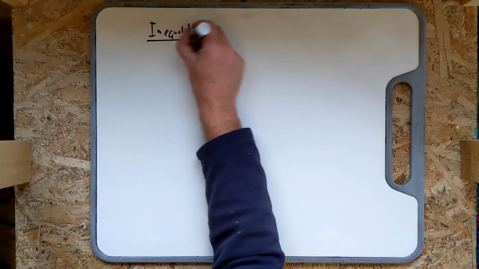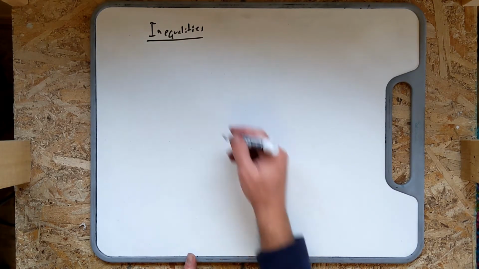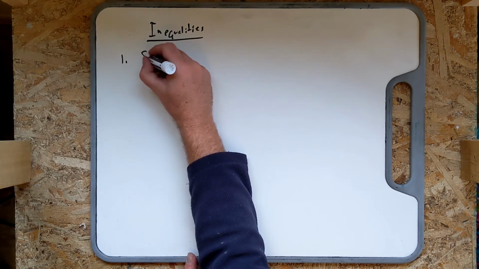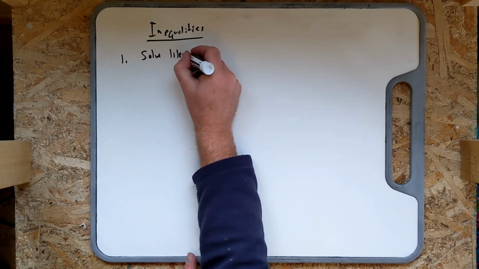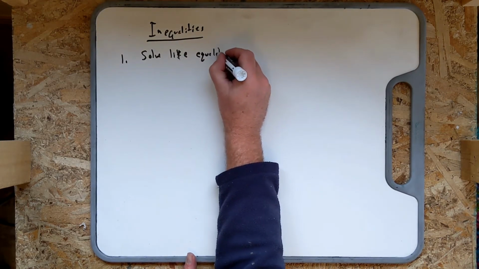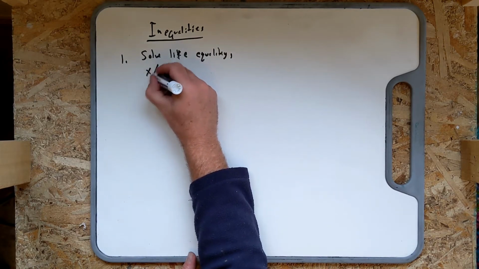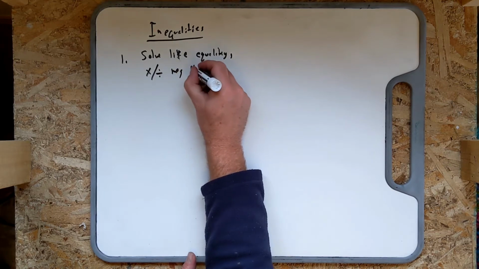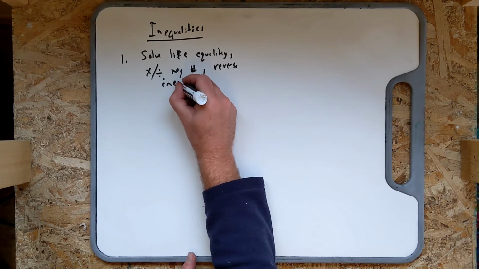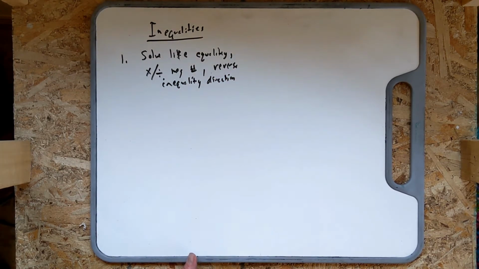Inequalities. So this is greater than, less than, greater than or equal to, less than or equal to. So what is the process for those? One, solve like an equality. Same process. I'm not going to write the process down again. With one exception, this is the one that causes errors. When you multiply or divide by a negative number, you reverse the inequality direction. And before I go on, I will write an example of that.